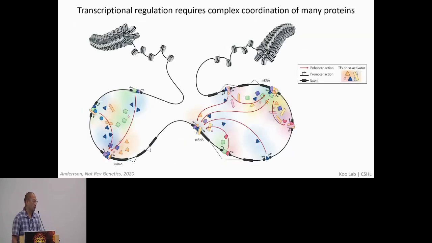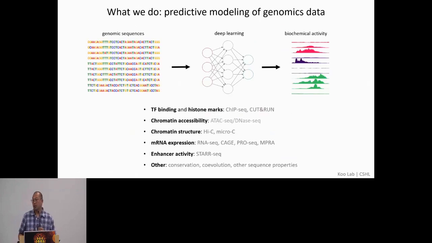Transcriptional regulation requires a complex coordination of many proteins. If you look at this overly simplistic diagram, there are many proteins interacting with DNA at various cis-regulatory elements, also known as CREs. These CREs then go on to interact with each other to form enhancer promoter complexes. And this transcriptional regulation process is incredibly challenging to model mathematically because of so many moving parts and the dynamics of it.